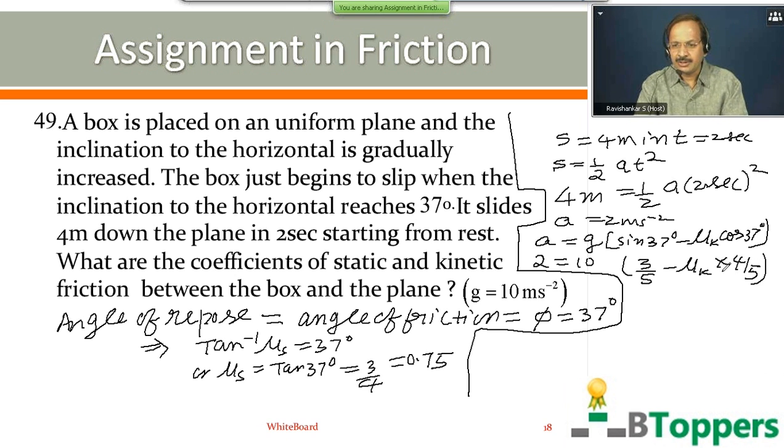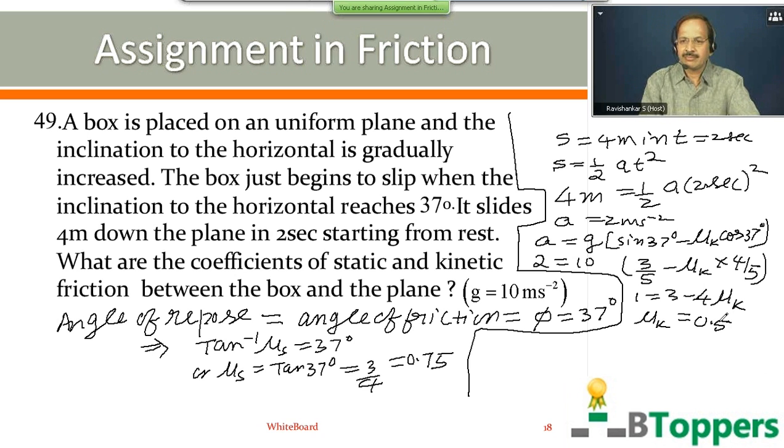Come on, copy down the solution of this problem. In case you need more time to copy the solution of the problem, you can take a pause and take your own time. This can be simplified by yourself. So finally, you will get the coefficient of kinetic friction between the box and the plane as 0.5. That is the other answer.